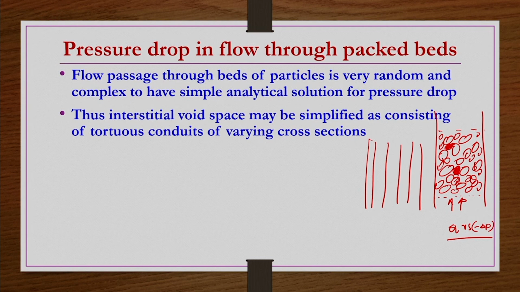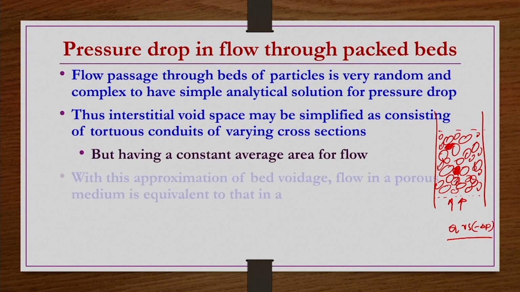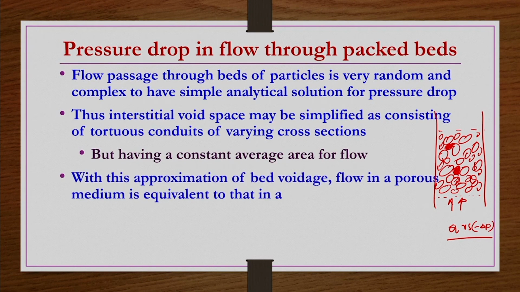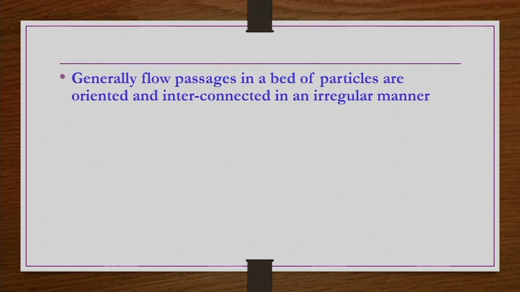So, that way we do, and then we make a simplification to get the required pressure drop versus volumetric flow rate relations. So, thus interstitial void space may be simplified as consisting of tortuous conduits of varying cross sections, but having a constant average area for flow, which is same as the case of real packed bed. With this approximation of bed voidage, flow in porous media is equivalent to that in non-circular conduit offering same resistance to flow as a bed of particles offering.